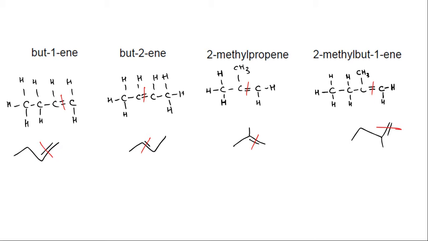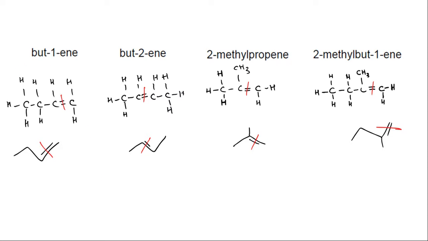It will break the sigma as well as the pi bond, whereas if the condition was dilute and cold, then the oxidizing agent would become mild, and in that case it would only be able to break the pi bond. But this is hot and concentrated, so it will break the pi bond completely.